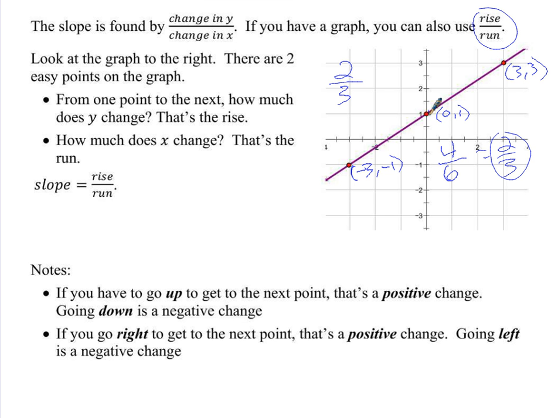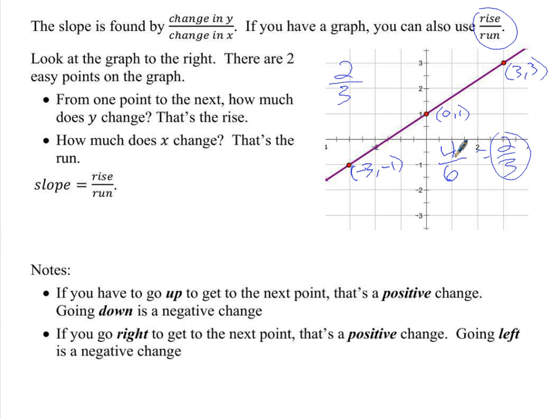A couple of points down at the bottom here. These 2 little notes here are very important. You need to understand these. If you are going up to get to the next point, that's a positive change. You went up on your rise. That's a positive change. If you go down on your rise instead, then that's a negative change. So for each of these, I went up. I went up to here, or when I went to this point here, I went up to here. Each of those is positive. That's why I wrote a +2 or a +4.